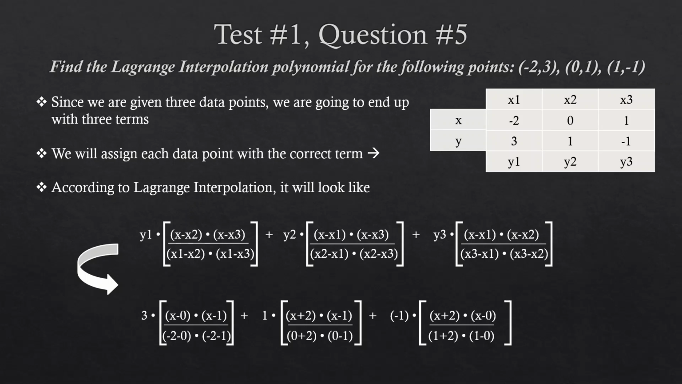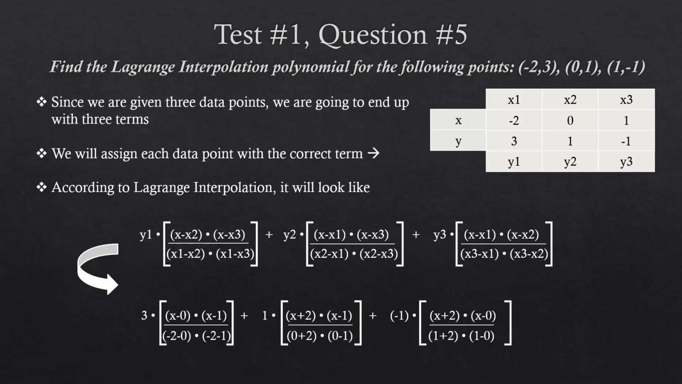And we will continue once again and have our y3 multiplied by the same type of fraction, where the numerator is the product of the variable x subtracted from all of our given x's that are not x3. This ends up being x minus x1 multiplied by x minus x2. The denominator is the same idea as I stated before, where in this case we use our x3 and subtract from each of our given x's that are not x3. So we will have x3 minus x1 multiplied by x3 minus x2.